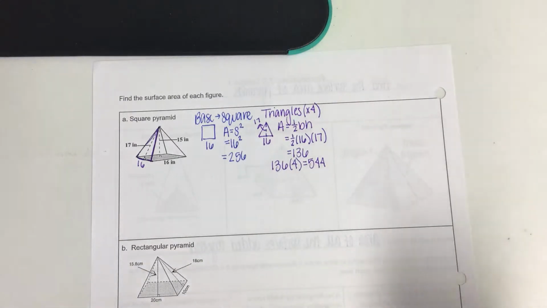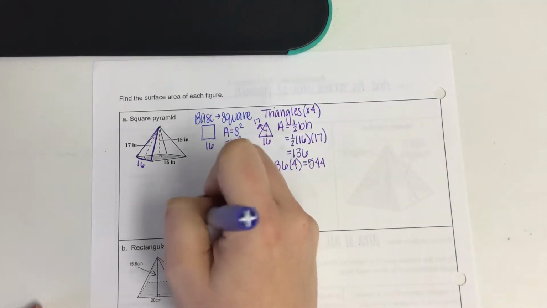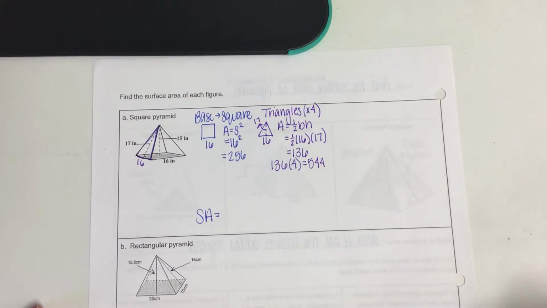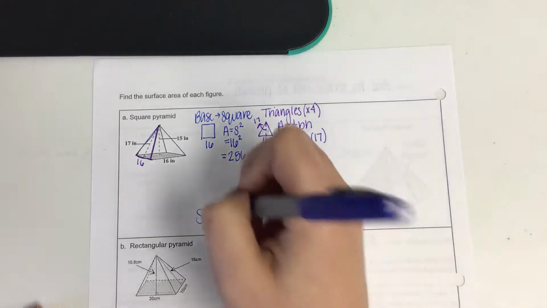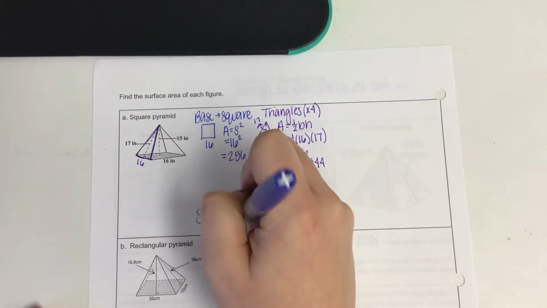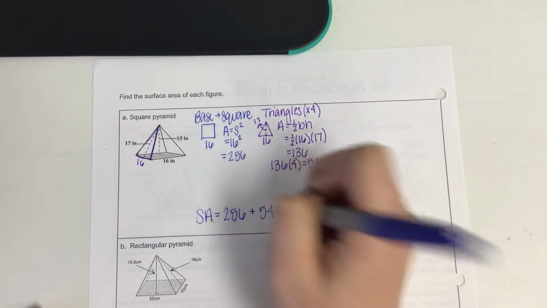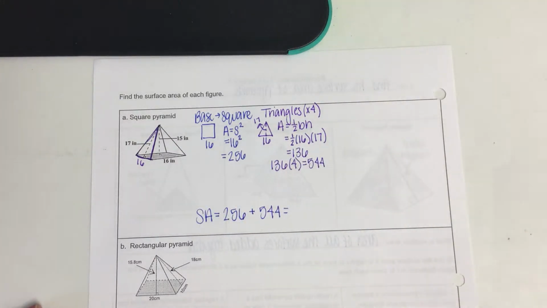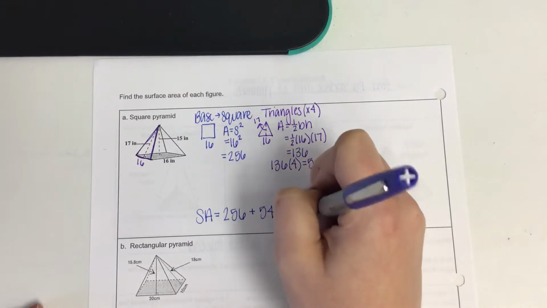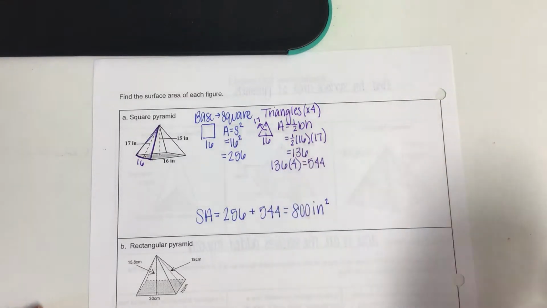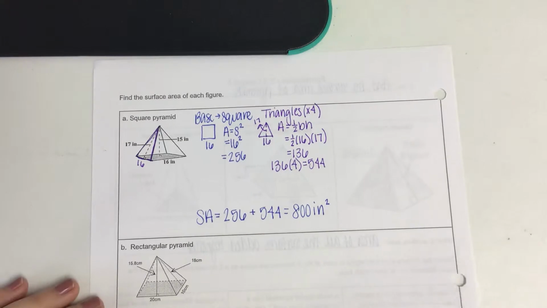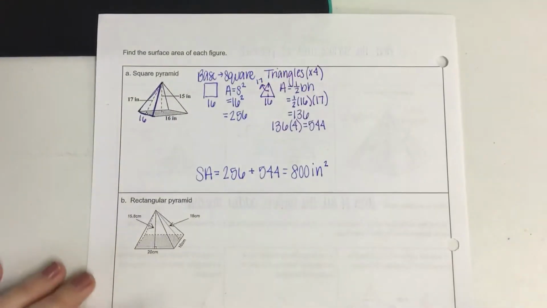Now for our total surface area, we must add together the area of all of our surfaces. So I'm going to have 256 for my square plus 544 from my triangles, and I get a total area of 800 inches squared. An area always has squared units.